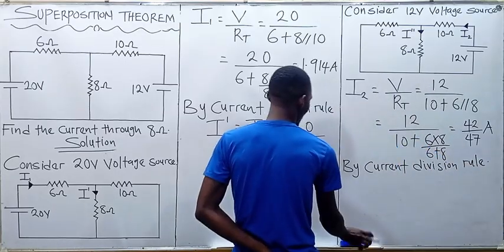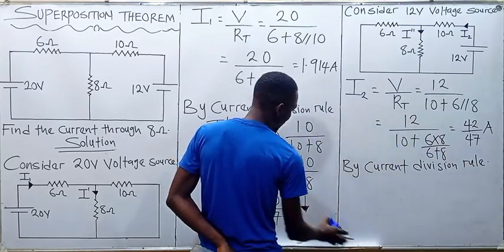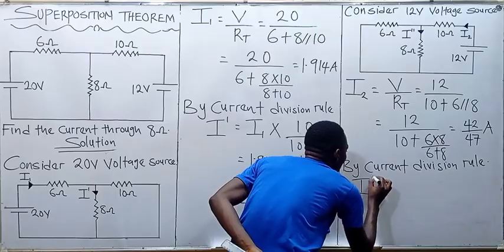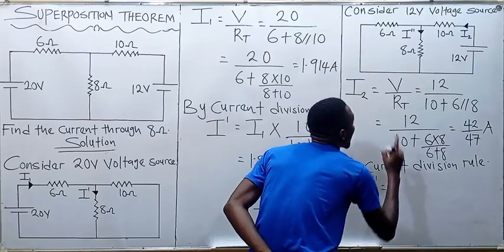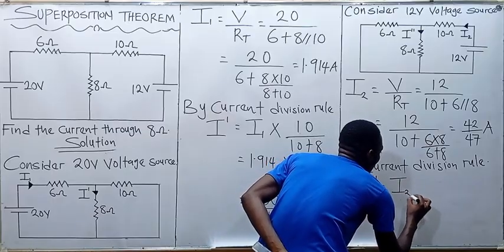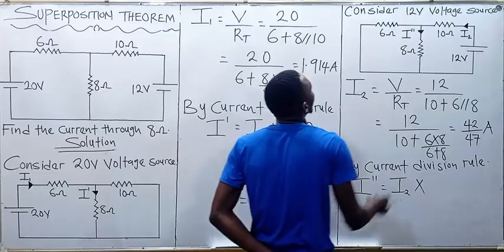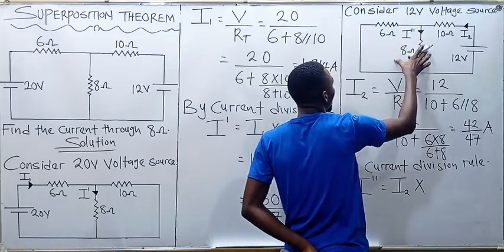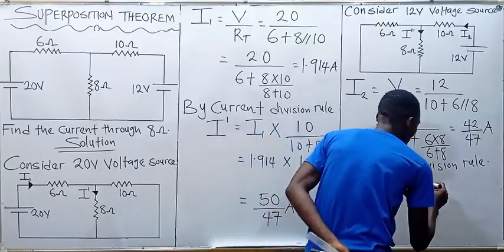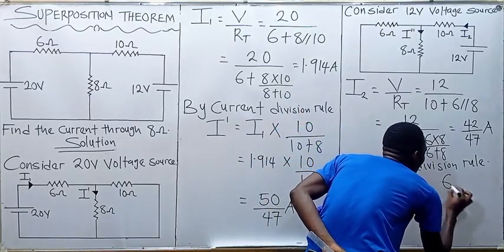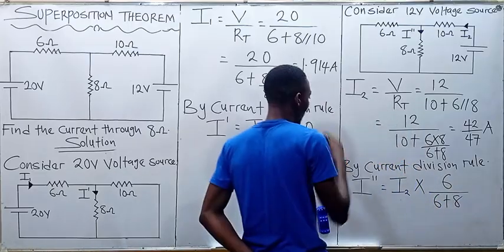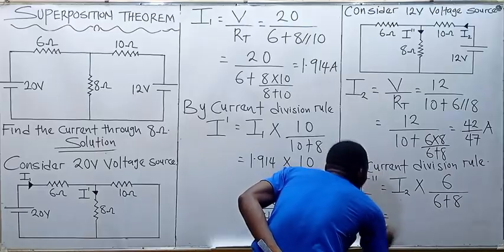All right, by current division rule, our I prime prime will be equal to the total current entering, which is I2, then multiplied by, so the opposite branch to this 8 ohms resistor is what? It is 6. So this is going to be 6 all over what? 6 plus 8, right?